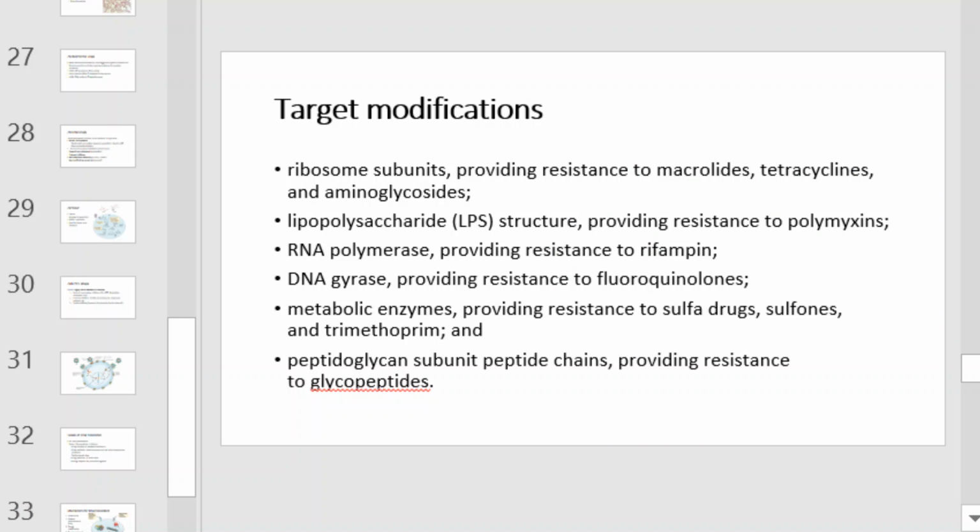Target modifications include ribosome subunits, which provide resistance to macrolides and tetracyclines. Lipopolysaccharide (LPS) structures provide resistance to polymyxins. RNA polymerase provides resistance to rifampin. DNA gyrase provides resistance to fluoroquinolones. Metabolic enzymes provide resistance to sulfa drugs. Peptidoglycan subunit peptide chains provide resistance to glycopeptides.